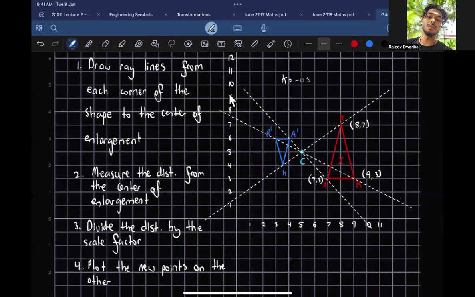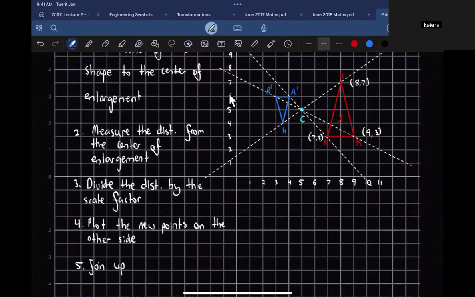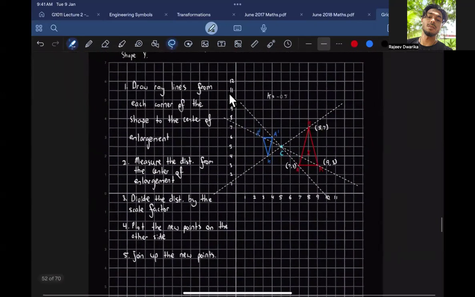Kiara, why do you think we're doing everything on the other side? What about the scale factor is telling us to do everything on the other side? The fact that it's minus. Yes. Because it's minus, it suggests that it's being inverted. Inverted means that it's taking place behind, on the other side. All right, so you all can copy down the steps as well as the example, and I will give you all one question to do.